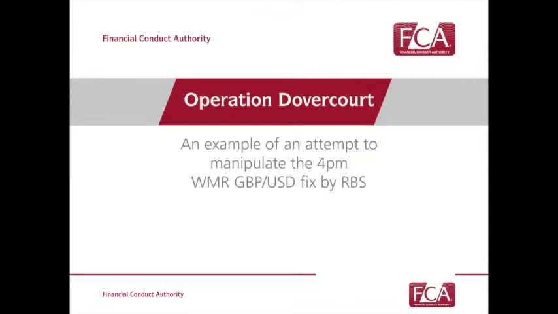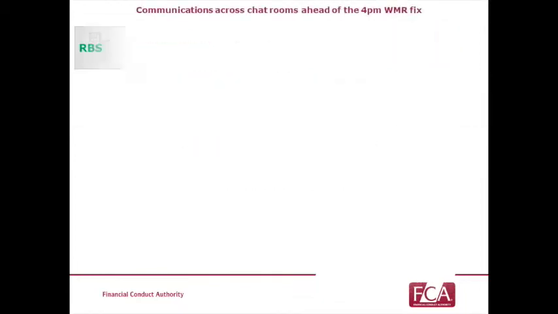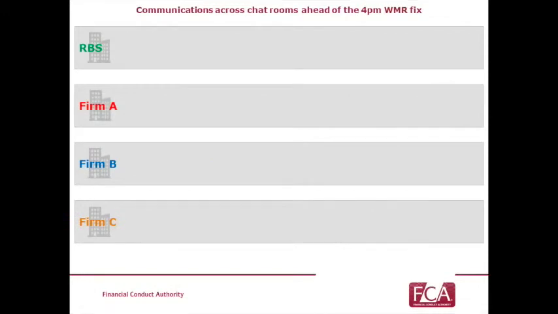pair. On this day, RBS had net client sell orders at the fix, which meant that it would benefit if it was able to move the WMR fix rate lower. Remember, the WMR fix is set based on trading during a 1-minute fix window. Because RBS is a seller, it will benefit if it can move the fix rate down. Let's look at what the traders were saying to each other ahead of the fix.